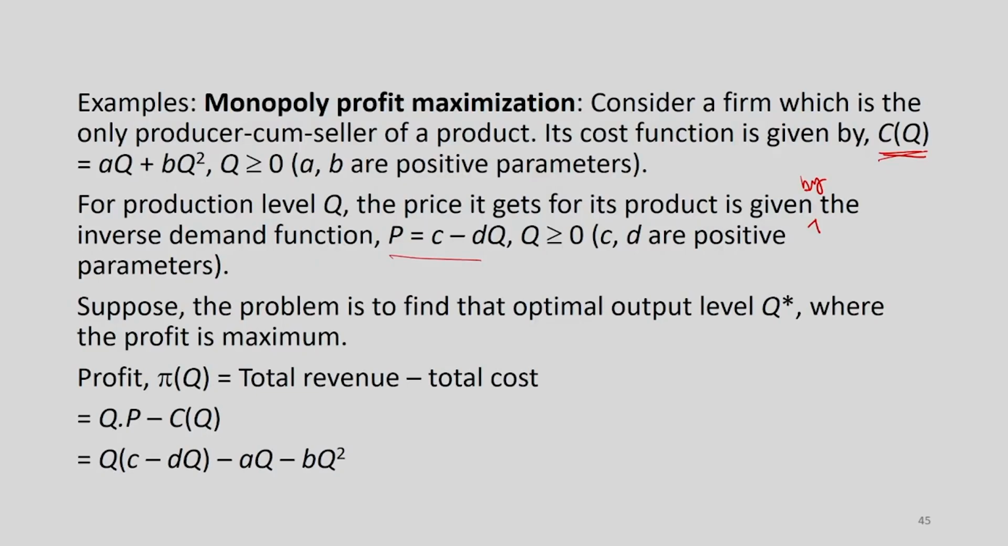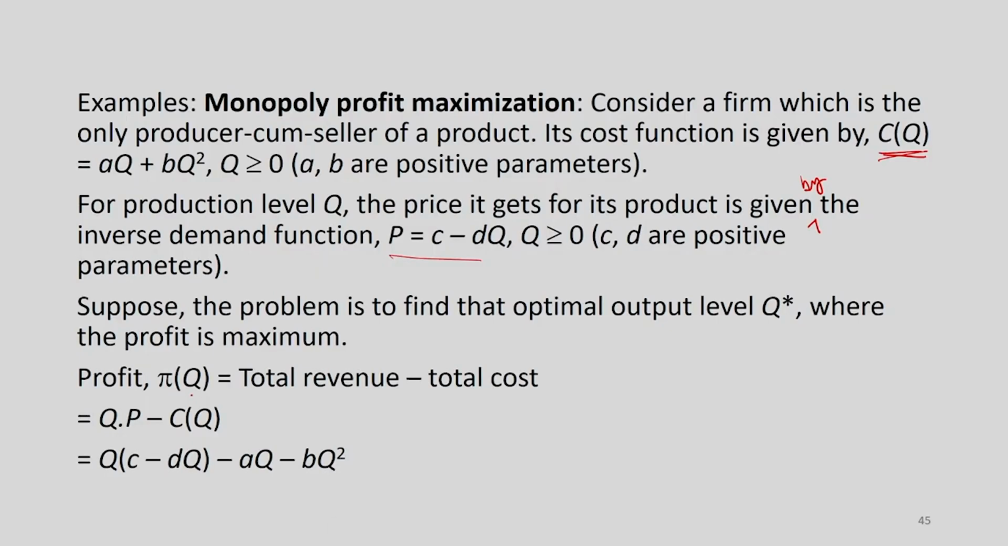Now, what is the problem? The problem is to find the optimal output level Q star, where the profit is maximum. So, this is again going to be a kind of constant assumption with us, that we are going to assume that firms mainly try to maximize their profit. Okay. Now, how do I do that? So, first let us try to write the profit function. Profit also is a function, and it is going to be a function of the quantity, as we shall see. That is why I have written it as pi. Pi is a function of Q.